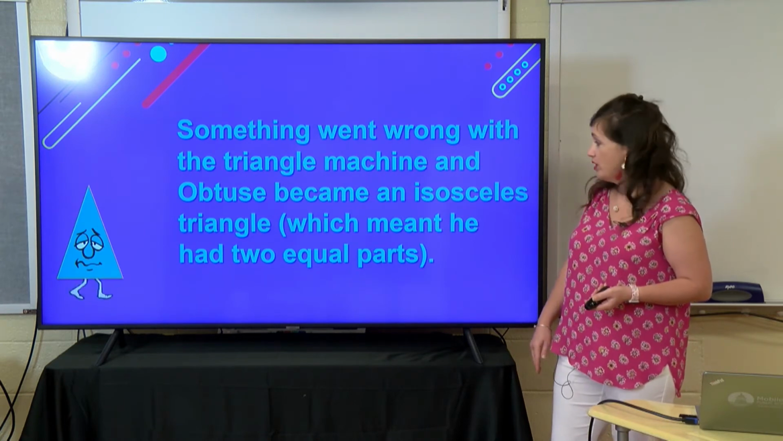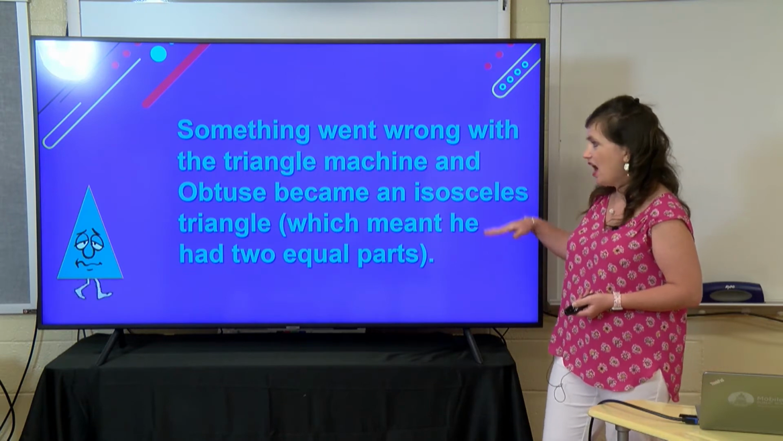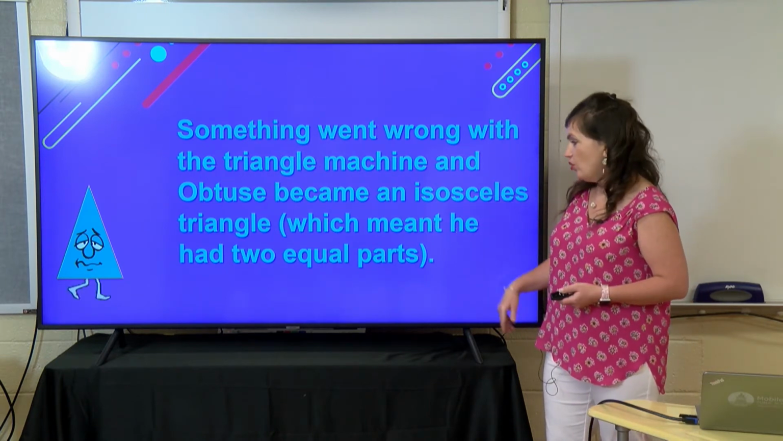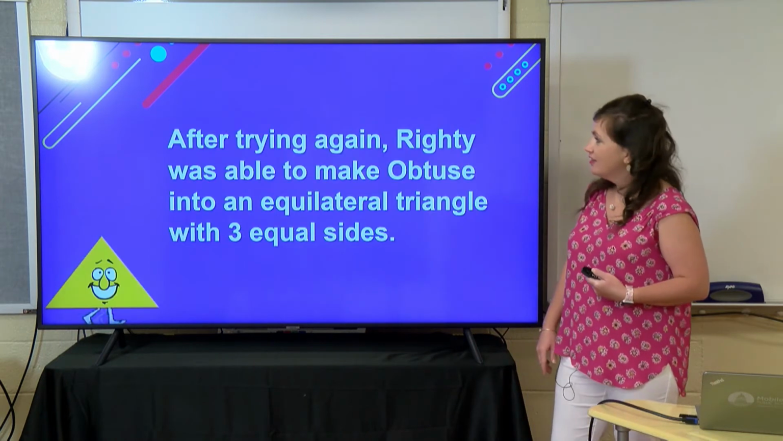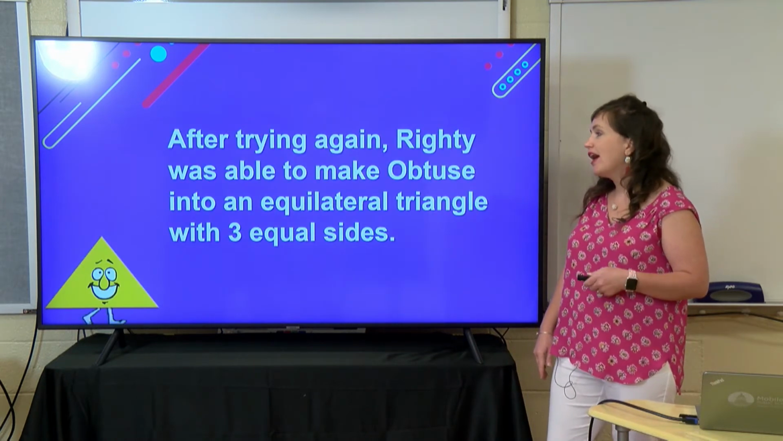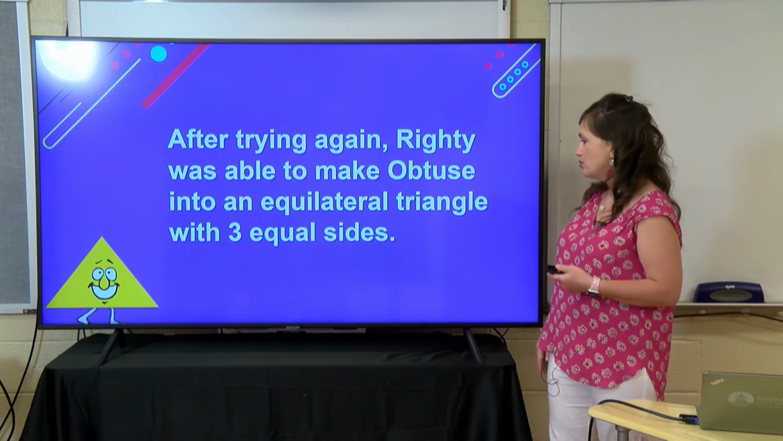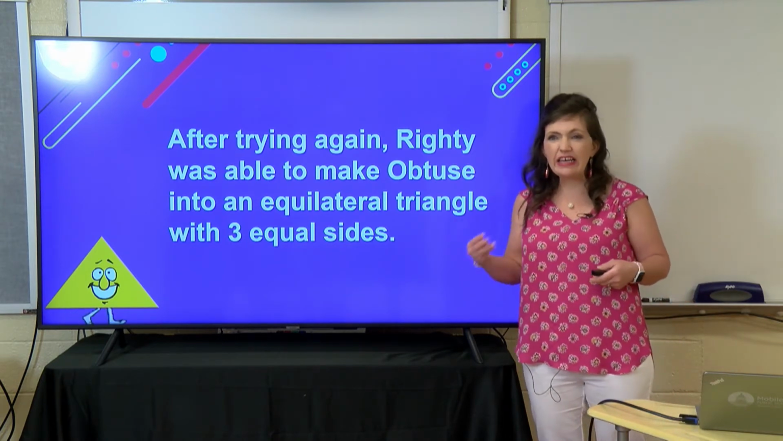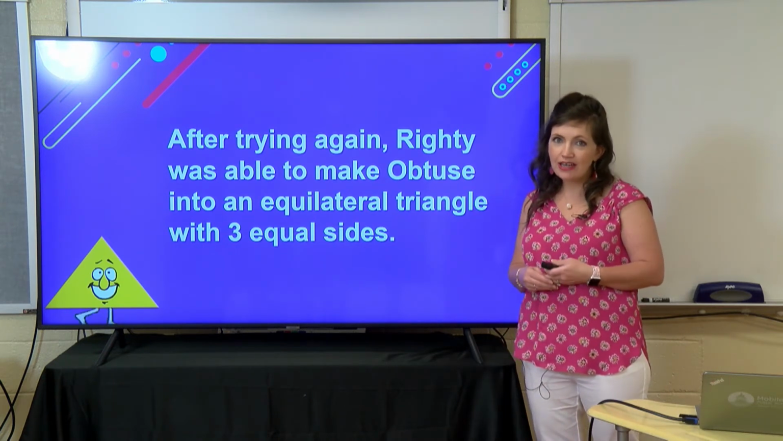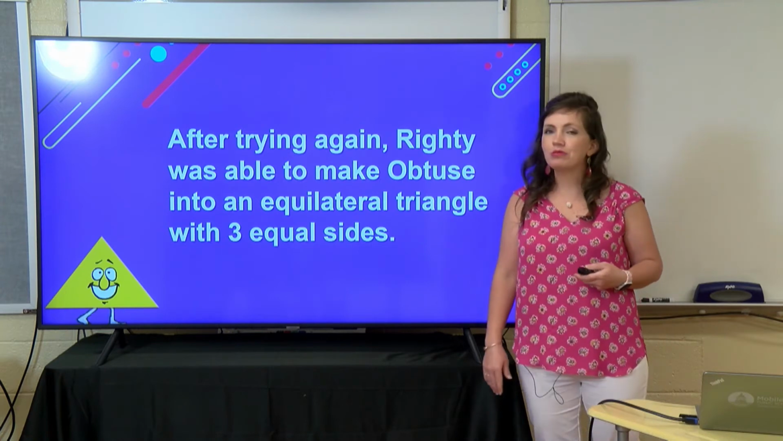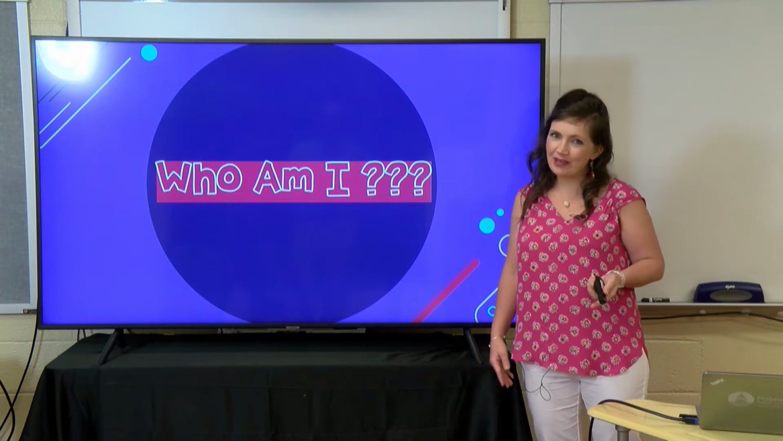Something went wrong with the triangle machine, and Obtuse became an isosceles triangle, which meant 2 equal sides. After trying again, Righty was finally able to make Obtuse into an equilateral triangle with 3 equal sides. So what do we call a triangle with 3 equal sides? An equilateral triangle. All right, so that was a fun little story about triangles.